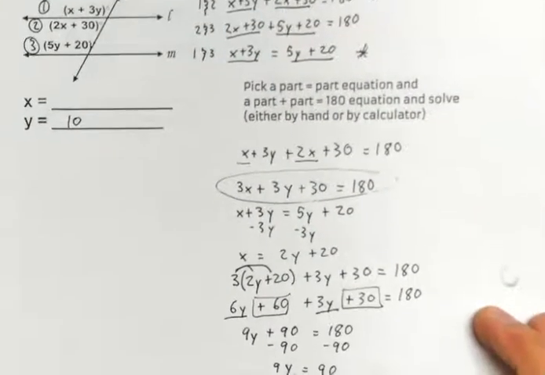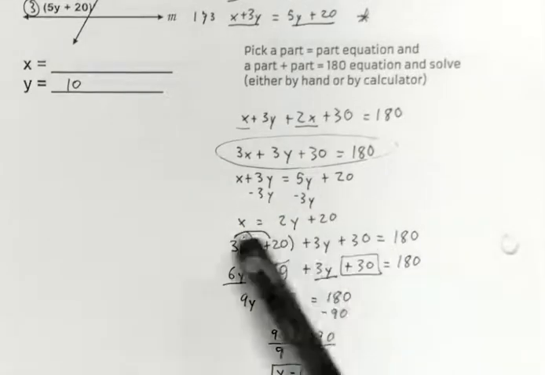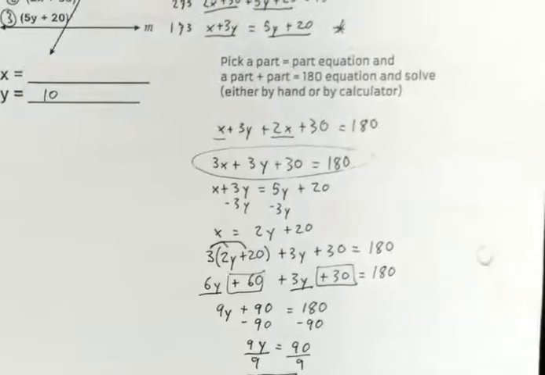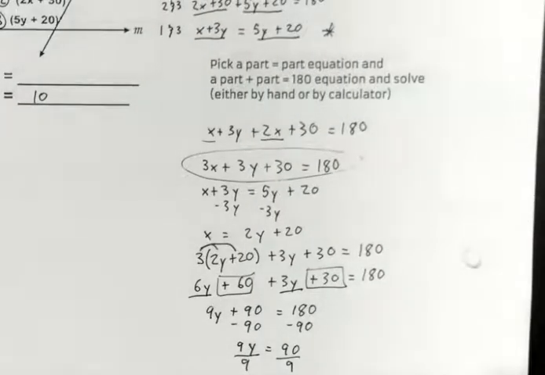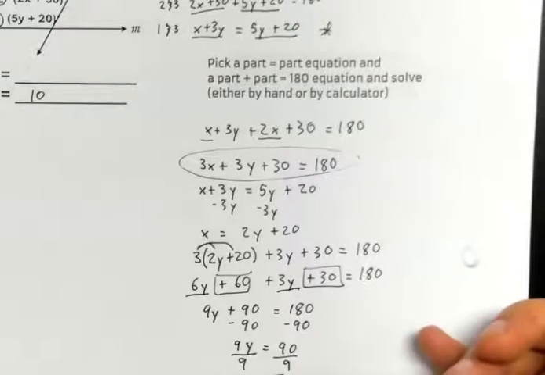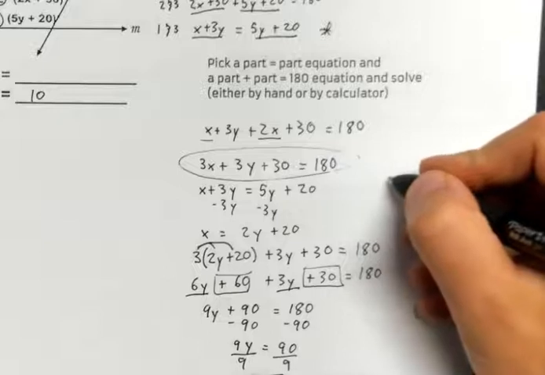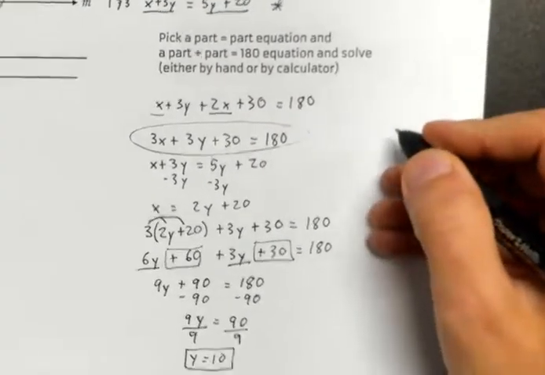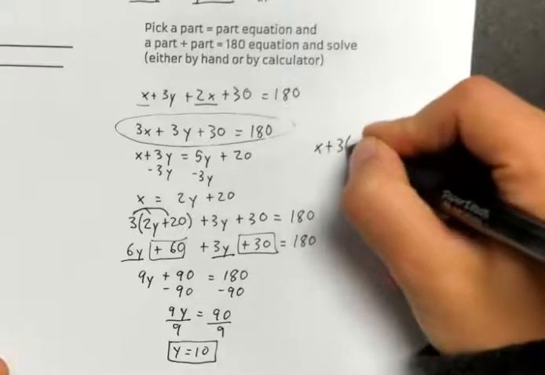Okay, so I'm going to go ahead and write. You might be like, hey, why didn't you pick them with the more simplified version? Well, if I made a mistake, I'll carry that mistake through. So I'm going to go back and just use the initial equation that we had for part equals part. That's this equation right here. And I'm going to go ahead and instead of y, I'm going to put in the 10 that y is equal to. So I get x plus 3 instead of y.